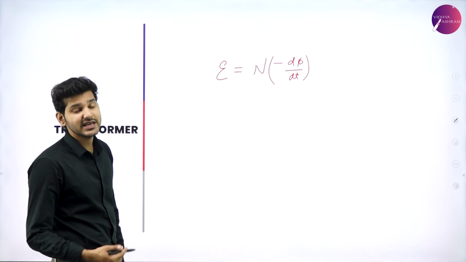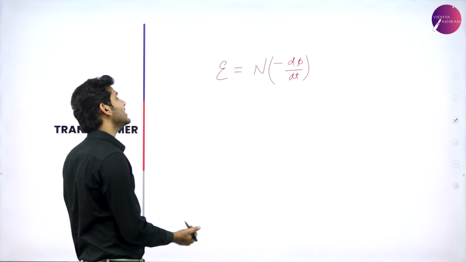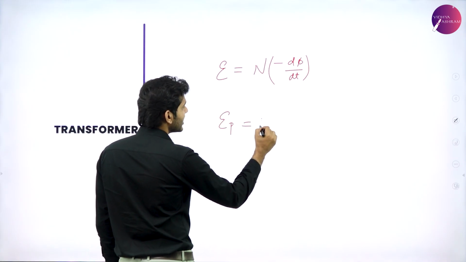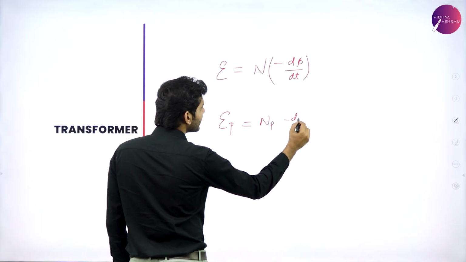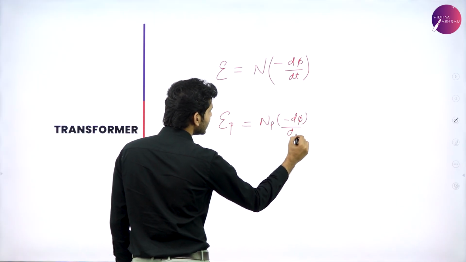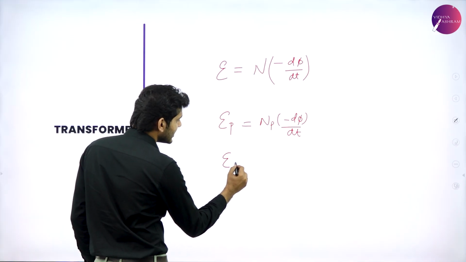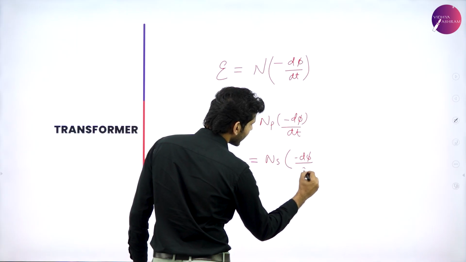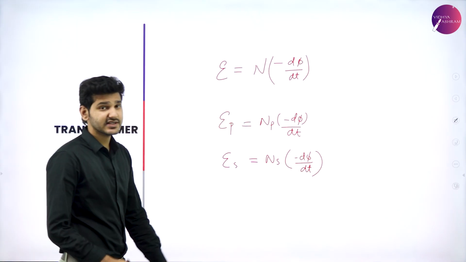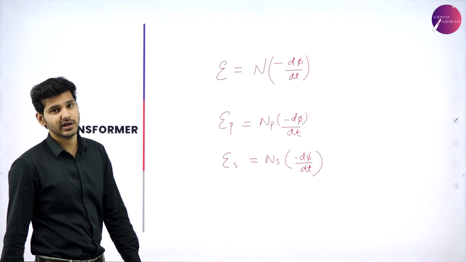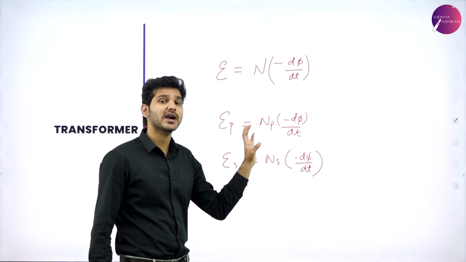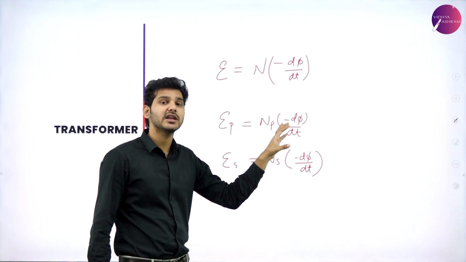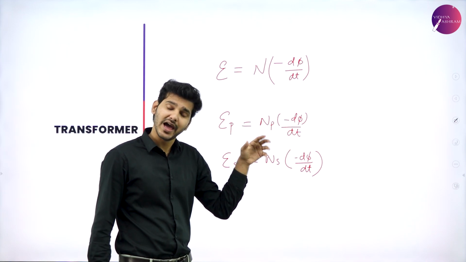So generally I can write E is equal to N dφ/dt, and then I can say that E_P will be equal to N_P times negative dφ/dt. Also E_S will be equal to N_S times negative dφ/dt. So this is in terms of the primary and secondary coil. If there is any change in magnetic flux associated with the primary coil, then automatically there will be an EMF induced in the secondary coil and vice versa.